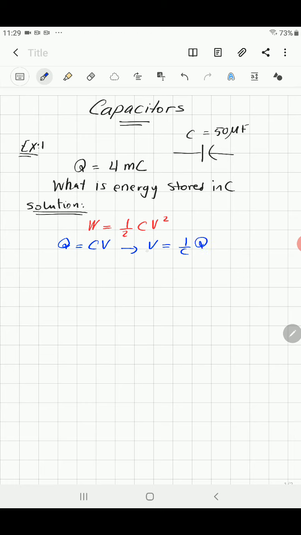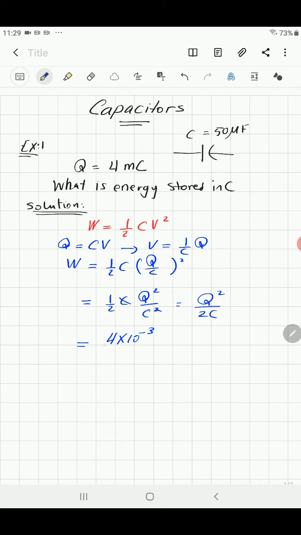So if you replace the voltage in this equation of the energy, the energy will be equal to 1/2 C V squared, and V is equal to Q over C. So it will be equal to 1/2 C Q squared over C squared. So it will be equal to Q squared over 2C. And you just start to substitute. Q is equal to 4 millicoulomb, which is going to be squared, divided by 2 times C, and C is equal to 50 micro. Just simplify the equation and you will find the energy in joules.